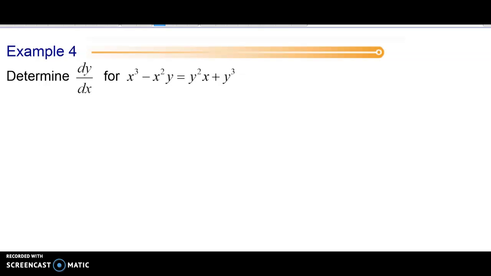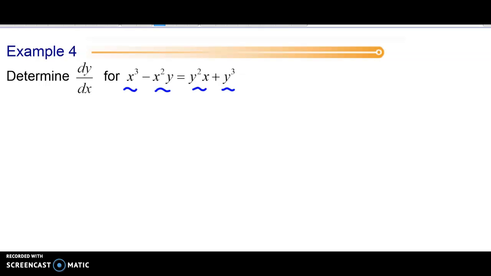This is example 4 in section 4.9. We are going to find the dy/dx for this relation. And you notice that we have x and y variables, so we'll differentiate both sides. So we will differentiate each term to find dy/dx.